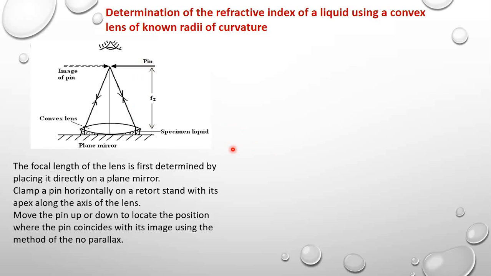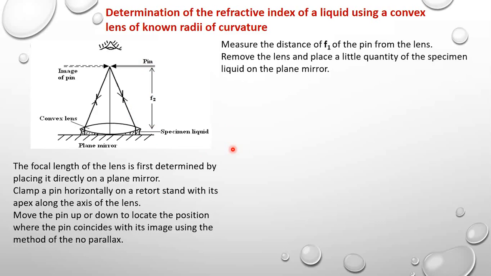Then after that, we are going to remove the lens and place in a little quantity of the specimen liquid on the plane mirror. So we shall remove the lens, place in a little quantity of liquid, and then we shall replace back the lens when we have placed the liquid.